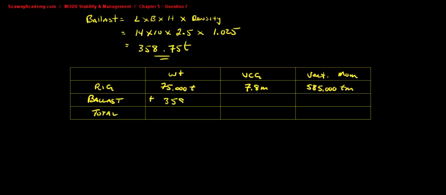So that's 358.75 tons. And the center of gravity of the ballast is going to be at half the height of the actual fluid in the tank, so it's 1.25 meters. You multiply these together and you get a vertical moment for the ballast of 448.44 ton meters. So you add up the weight column and you get 75,358.75 tons. You add up the vertical moment column and you get 585,448.44 ton meters.